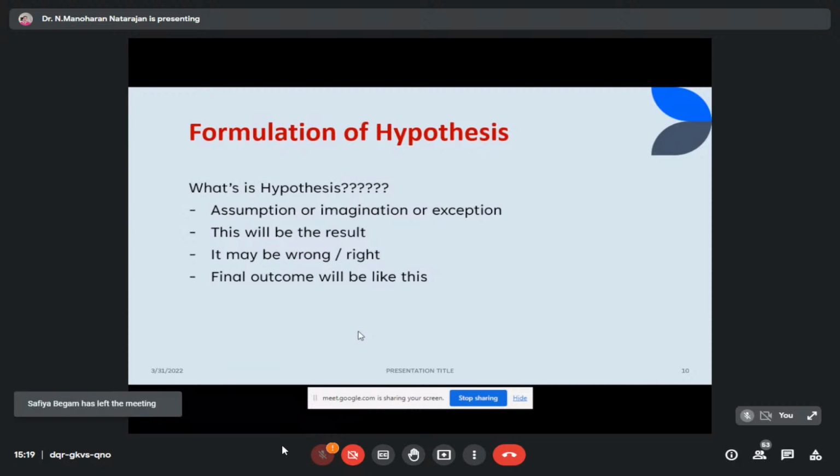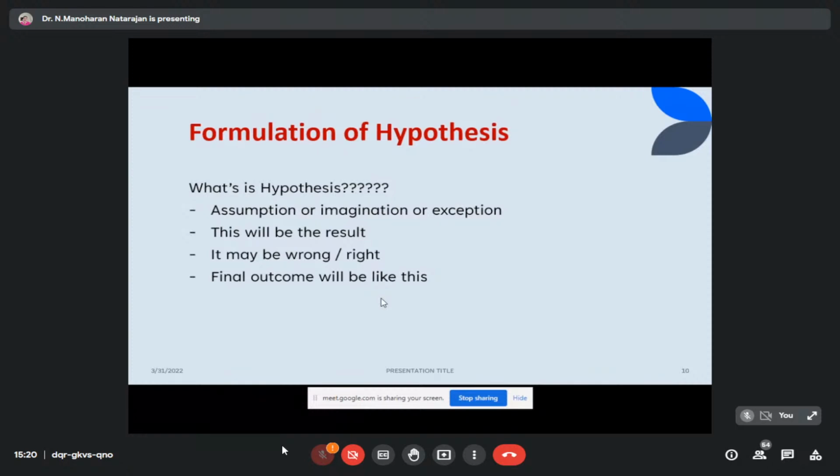Hypothesis is nothing but an assumption or imagination or expectation. Expected outcome. Before solving the problem, our expectation is what? In this case, we have to find a solution, or we have to find the medicine for our disease, COVID disease. That is the final result. That assumption, expectation, or imagination is to be done before finding the methods of how to solve.